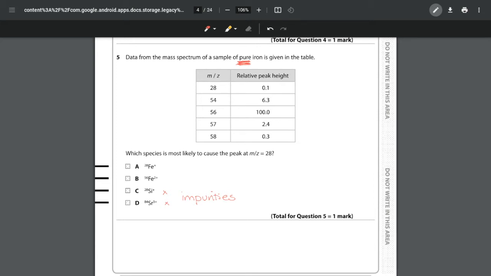Now, we cannot have a mass of iron which is 28. It has to have the number of protons and neutrons. And our iron has 26 protons. There is no isotope of iron that can only have 2 neutrons. So it cannot possibly be A. So by process of elimination, that leaves us with B, but we can double check that by checking the mass to charge ratio, because the mass is 56, the charge is 2, and that gives you a value of 28. So our peak must be being caused by B.